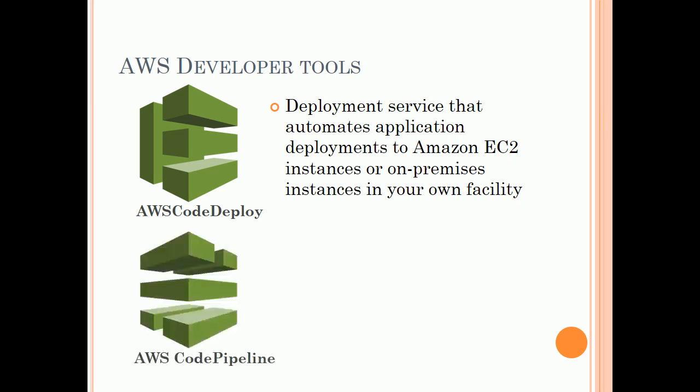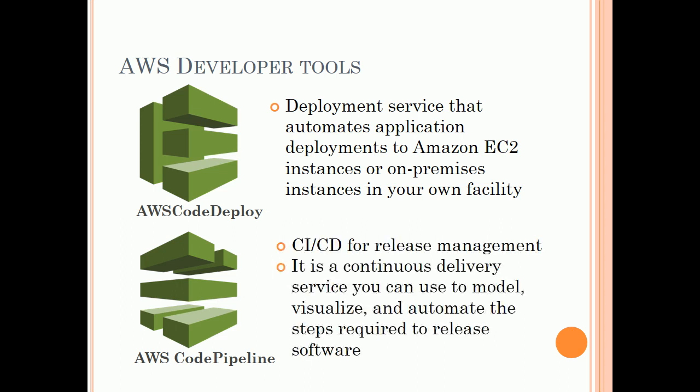And the last one is AWS CodePipeline. It is a continuous integration and continuous delivery service for release management. It is a continuous delivery service we can use to model, visualize, and automate the steps required to release the software. It speeds up the delivery while improving the quality, and it can integrate with many Amazon services. Now let's see how we can use these Amazon Developer Tools in a continuous integration and continuous delivery model.